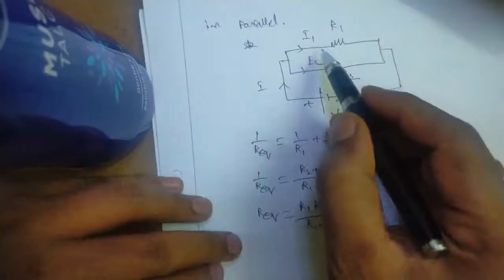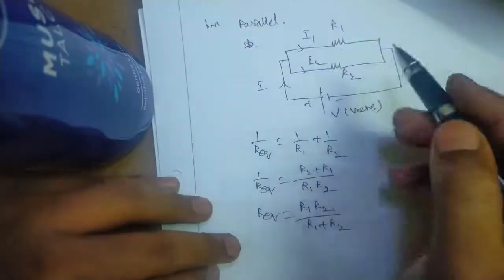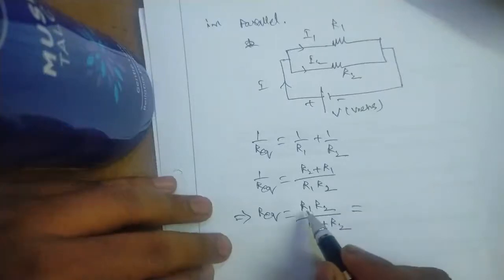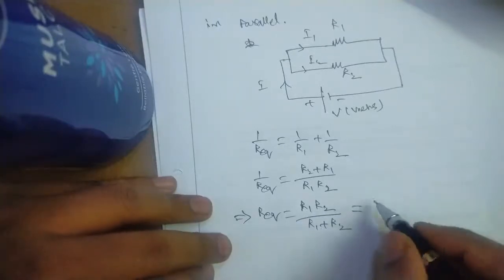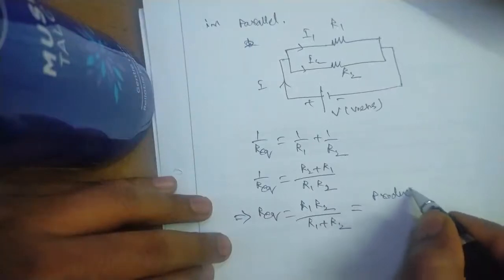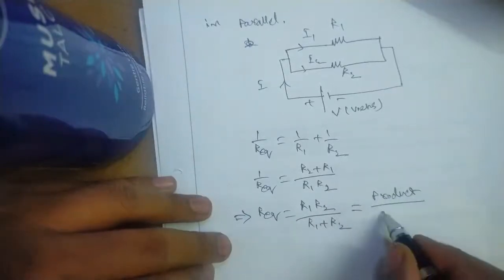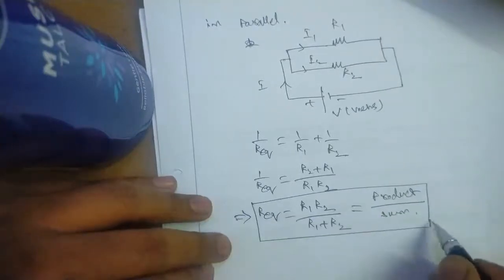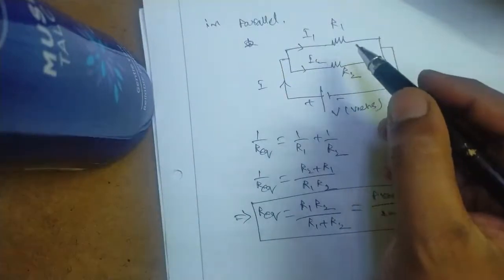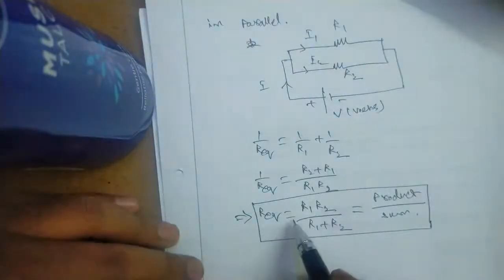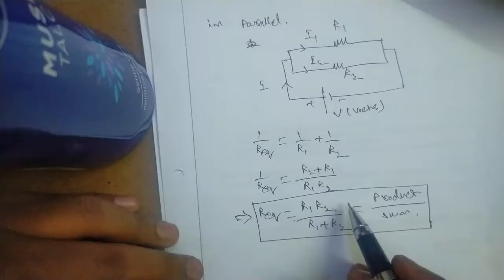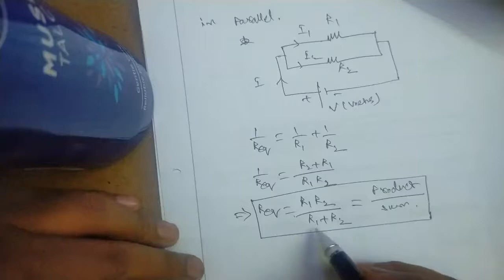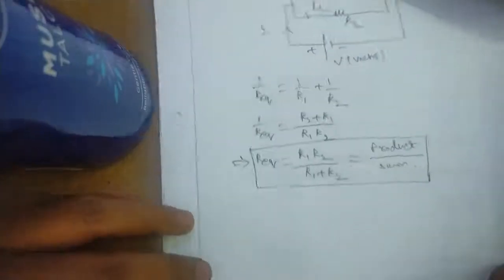That is, if two resistors are connected in parallel in the sense R equivalent is equal to R1 into R2 by R1 plus R2. That is product of two resistance values divided by sum. Very important one. If two resistors are connected in parallel, we directly write R equivalent is equal to R1 R2 by R1 plus R2. That is product of those two by sum of those two resistance values.